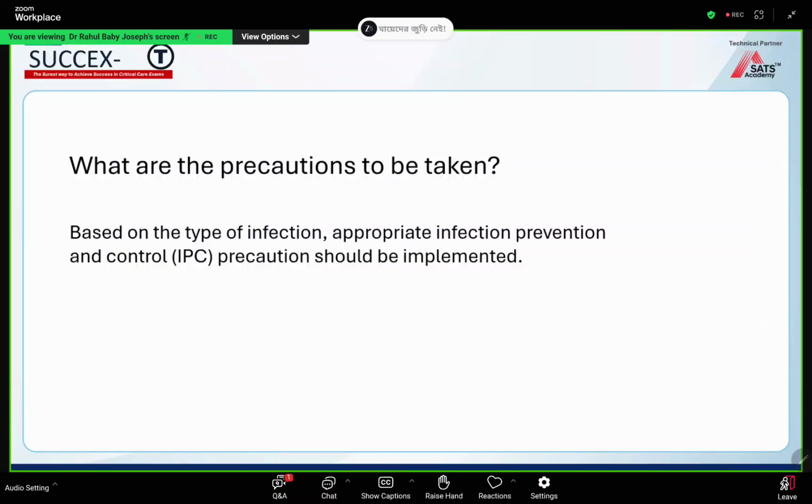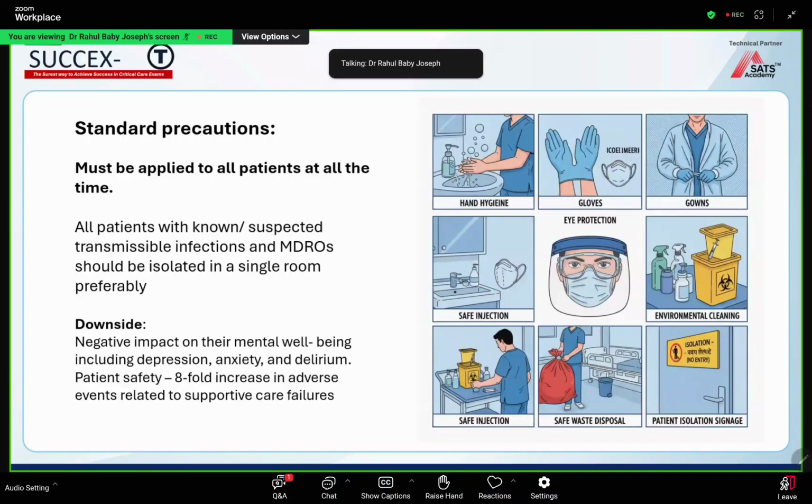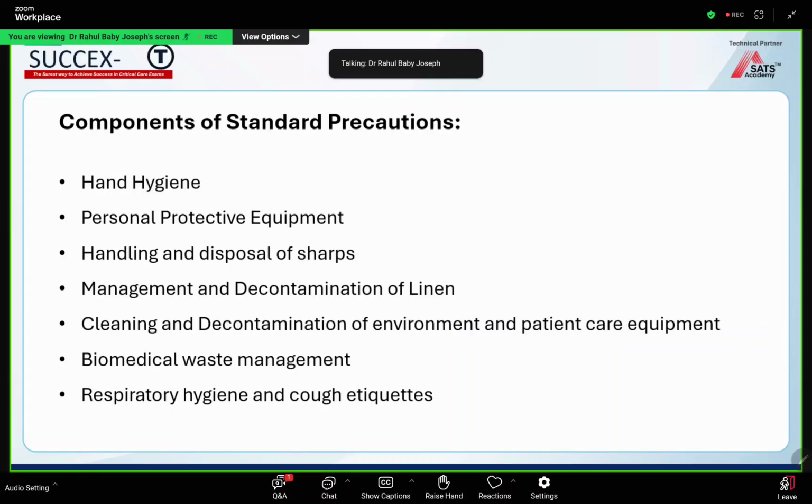So what are the precautions to be taken? Based on the type of infection, appropriate IPC should be maintained. The standard precautions must be applied to all patients at all times. The components of standard precautions include hand hygiene. You have to know the 5 steps of hand hygiene, the 5 moments of hand hygiene, and the 6 steps of hand hygiene. Personal protective equipment, depending on the case or depending on the procedure that you're doing, you need to decide, but you need to have some amount of PPE involved over all cases.